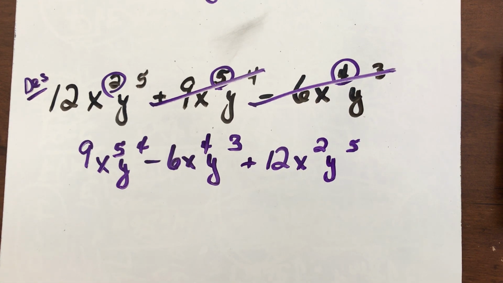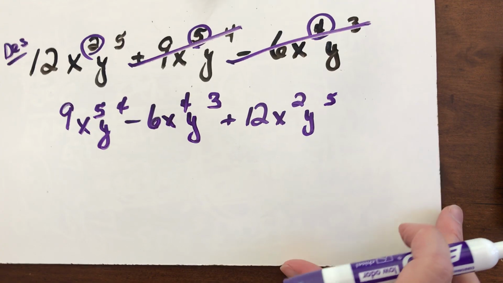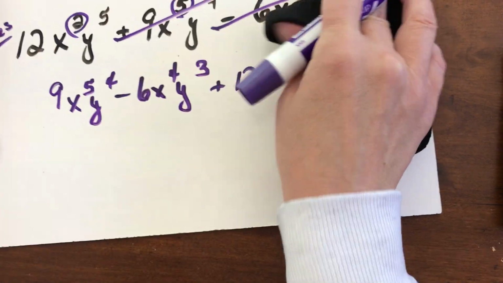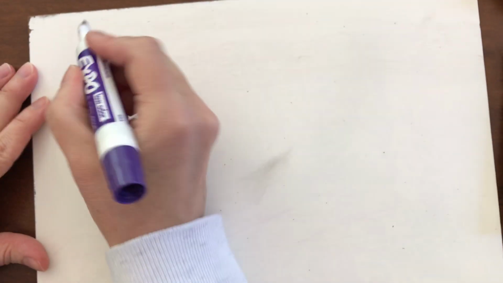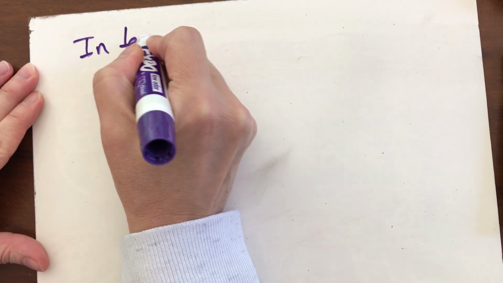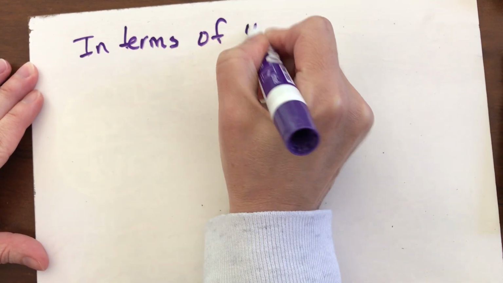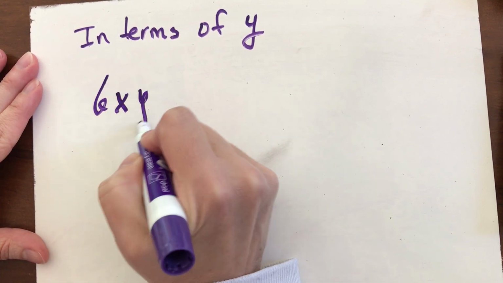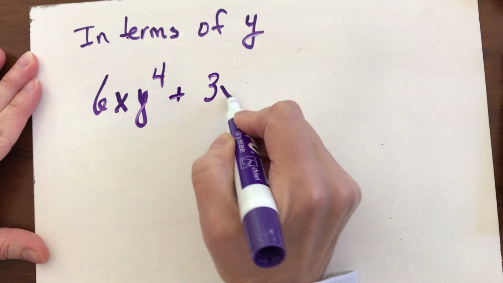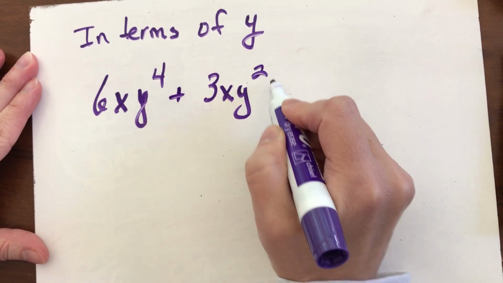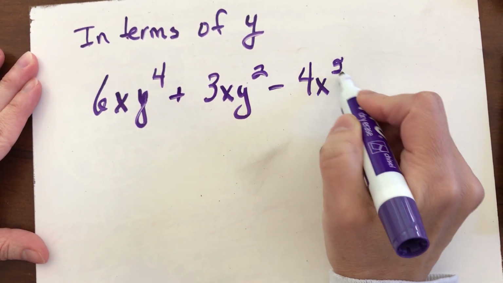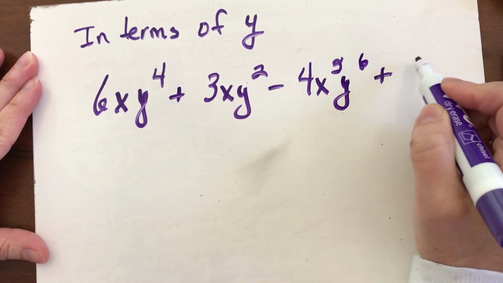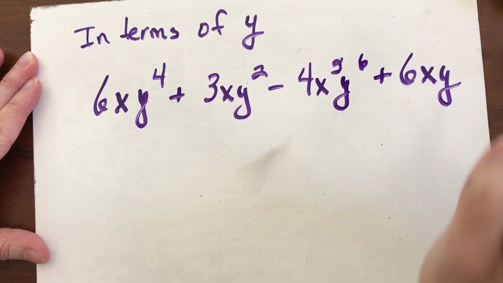Okay. Let me do another one in terms of, let's say, y, just because I completely screwed up that first one. All right, so let's do in terms of y. Just pretend like I'm at the whiteboard and I'm making all this stuff up like I usually do. All right, so let's say we have 6xy to the 4th plus 3xy to the 2nd minus 4x to the 5th, y to the 6th plus 6xy.